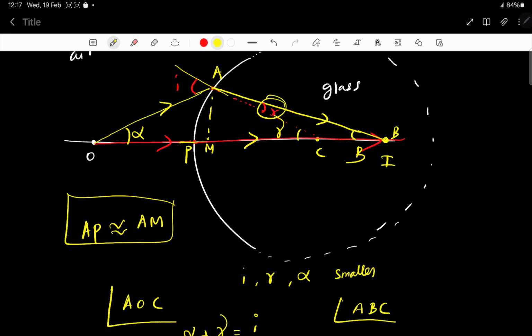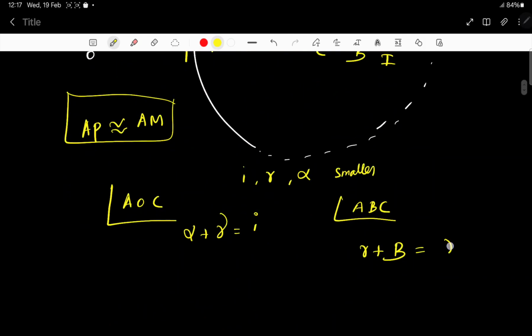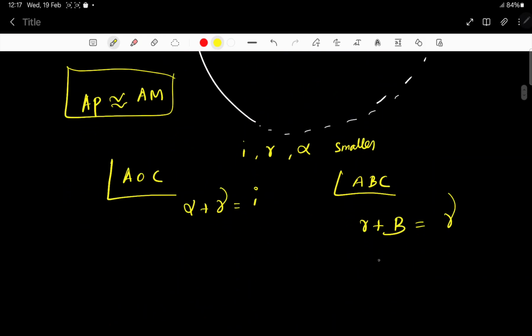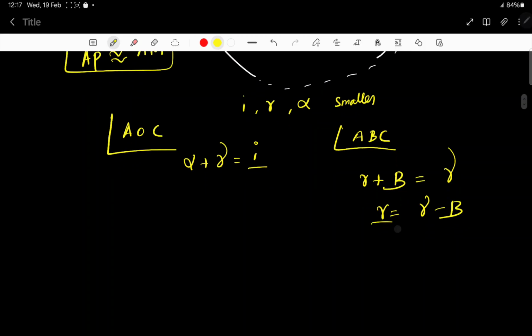Here the interior angles are R and beta, and the exterior angle is gamma. So I can write the sum of the two interior angles, R plus beta, equal to gamma. Out of this I can write R equal to gamma minus beta. So now I got the incident angle, I got the refracted angle. We know the way to correlate them, because Snell's law dictates the relationship between them.